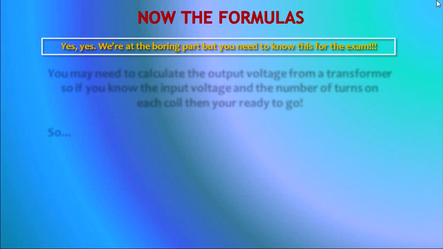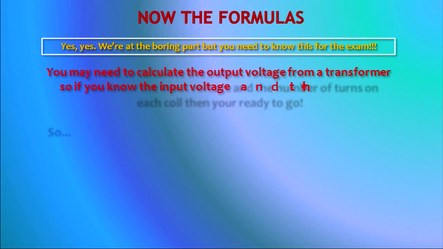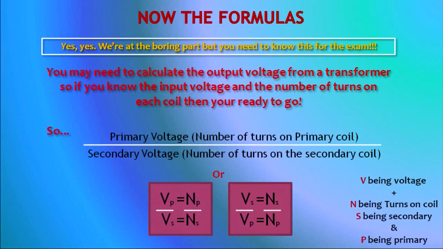Now the formulas. Yes, we're looking at the boring part, but you need to know this for the exam. You may need to calculate the output voltage from a transformer, so if you know the input and the number of turns on each coil, then you're ready to go. So the formula is primary voltage, or the number of turns on the primary coil, divided by the secondary voltage, or the number of turns on the secondary coil, or if you take the small diagram at the bottom. Just to know, V is voltage, N being the number of turns on the coil, S being secondary, and P being primary.